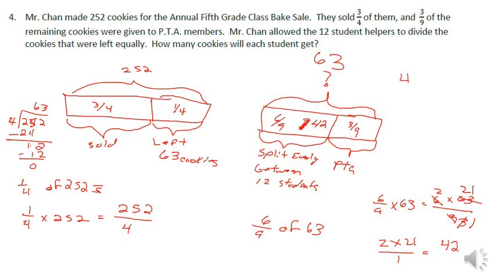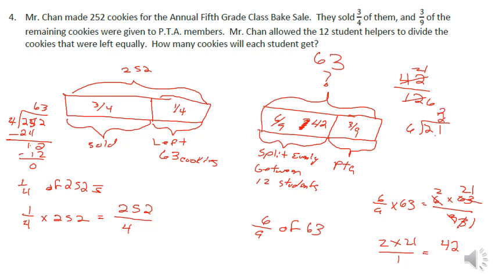But now we've got to split them equally between 12 students. So I've got 42 divided by 12. And I like doing elimination, so I'm going to go with 2's. 2 will go into 12 6 times. 2 will go into 42 21 times. So now I've got 21 divided by 6.